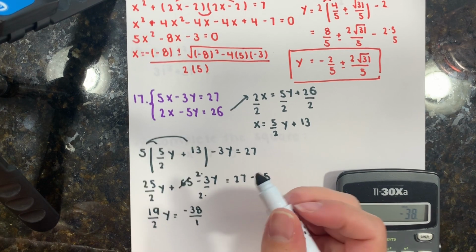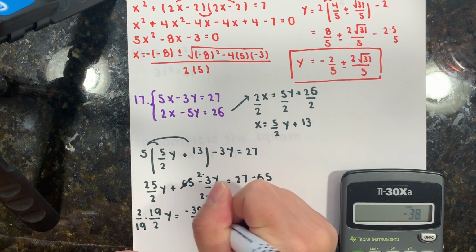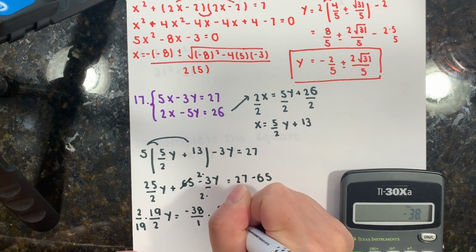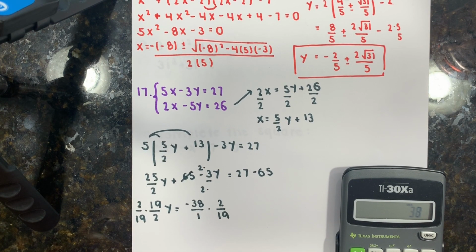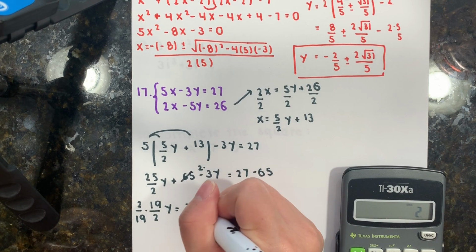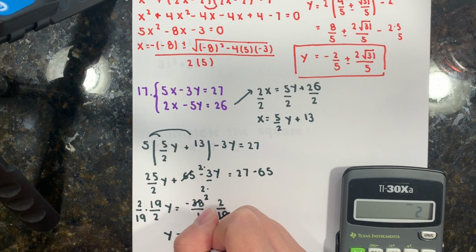So to get y by itself, you're going to multiply both sides by the reciprocal, 2 over 19. And luckily, 19 does go into 38. It goes in 2 times. Which means that y is going to be equal to negative 4.